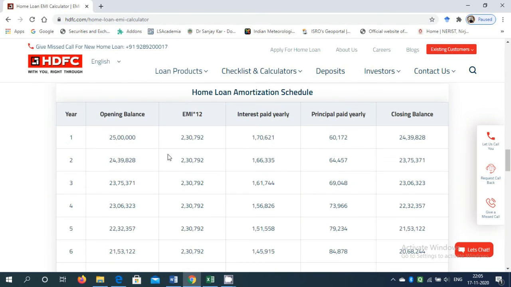Interest paid on a yearly basis, principal paid on a yearly basis, the closing balance, the opening balance. In my calculation I have not taken the opening balance; I have taken only the closing balance part. This one also can be prepared.